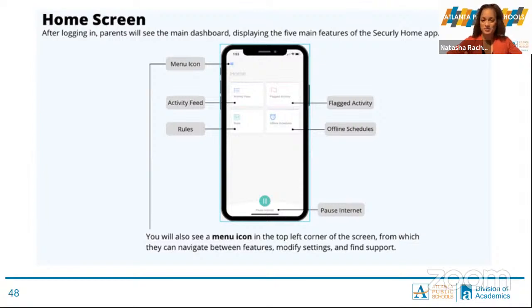So once you get to Securely and you've logged in and you have access to this app, you're going to land on the home screen. And just to kind of show you a little bit about what you'll have access to, you will have your menu icon, which gives you the menu of what's available in Securely. You will have access just with a quick press to the activity feed. So the activities and the resources that your child is searching or doing on their device. You will also have a rules button, which will allow you to set different rules and parameters. We'll talk about all this in just a second. Also flagged activities, which I think you're going to really appreciate, and then offline schedules. And then at the bottom there, you'll see that you have the ability to also pause the internet. So we're going to talk about all of that right now.